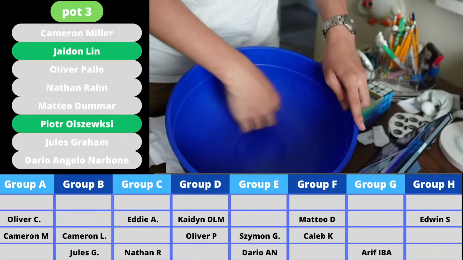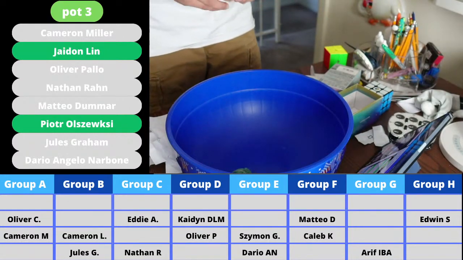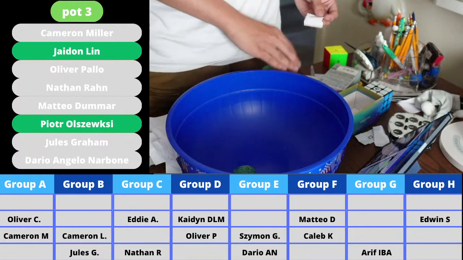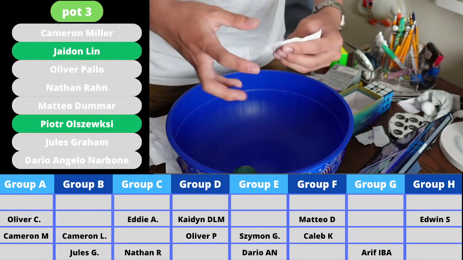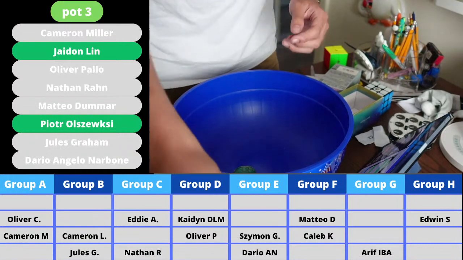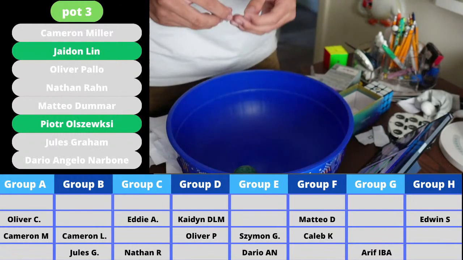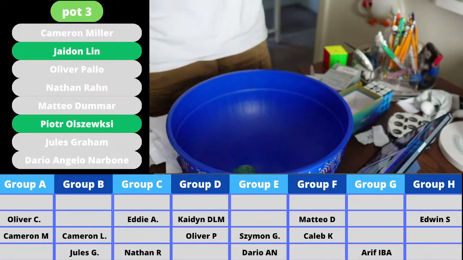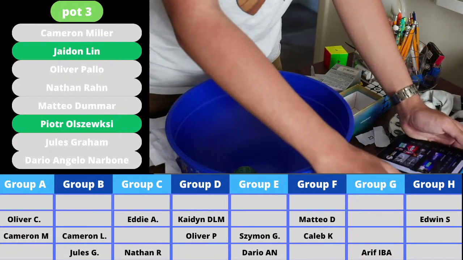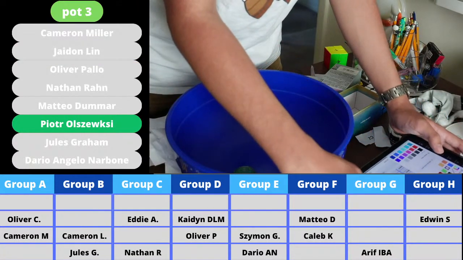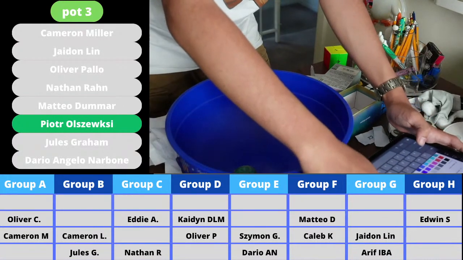Alright, let's move on to the final one. This will be for Group G. In Group G, we have Jaden Lin. Let's see what position we'll be going into. To position G. We'll be going into position G3. G3 for Jaden. All right.